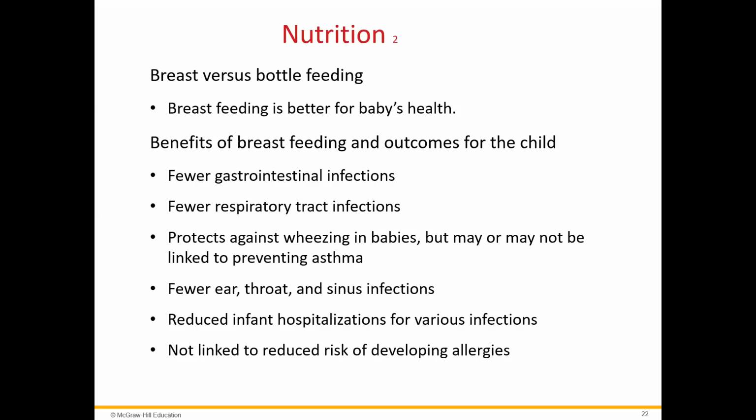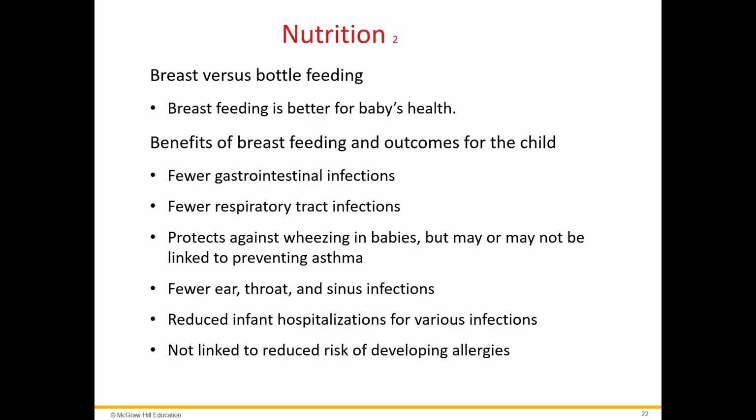The benefits of breastfeeding and outcomes for the child. I'm just going to read through it. Fewer gastrointestinal infections, so stomach problems. Fewer respiratory tract infections. Protects against wheezing in babies, but may or may not be linked to preventing asthma. That's debatable. Okay. Fewer ear, throat, and sinus infections. Reduced infant hospitalizations for various infections. It's not linked to reduced risk of developing allergies.